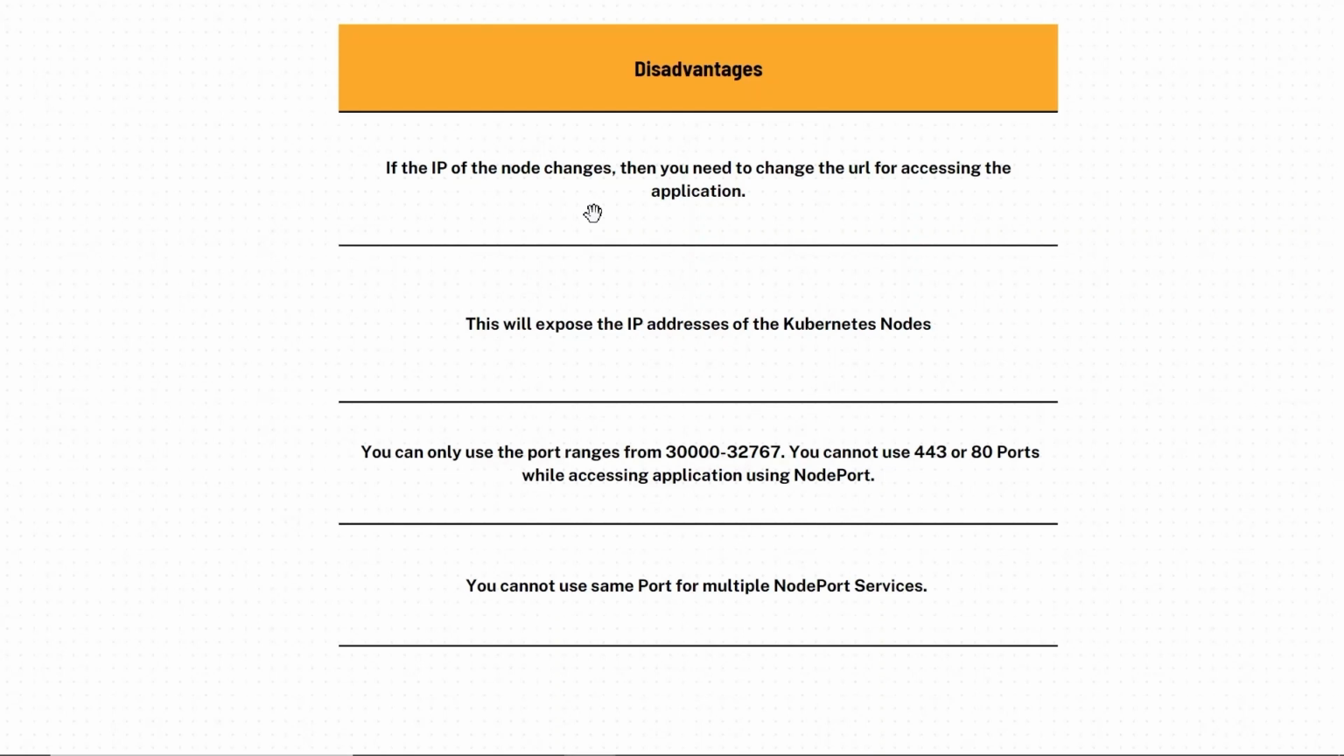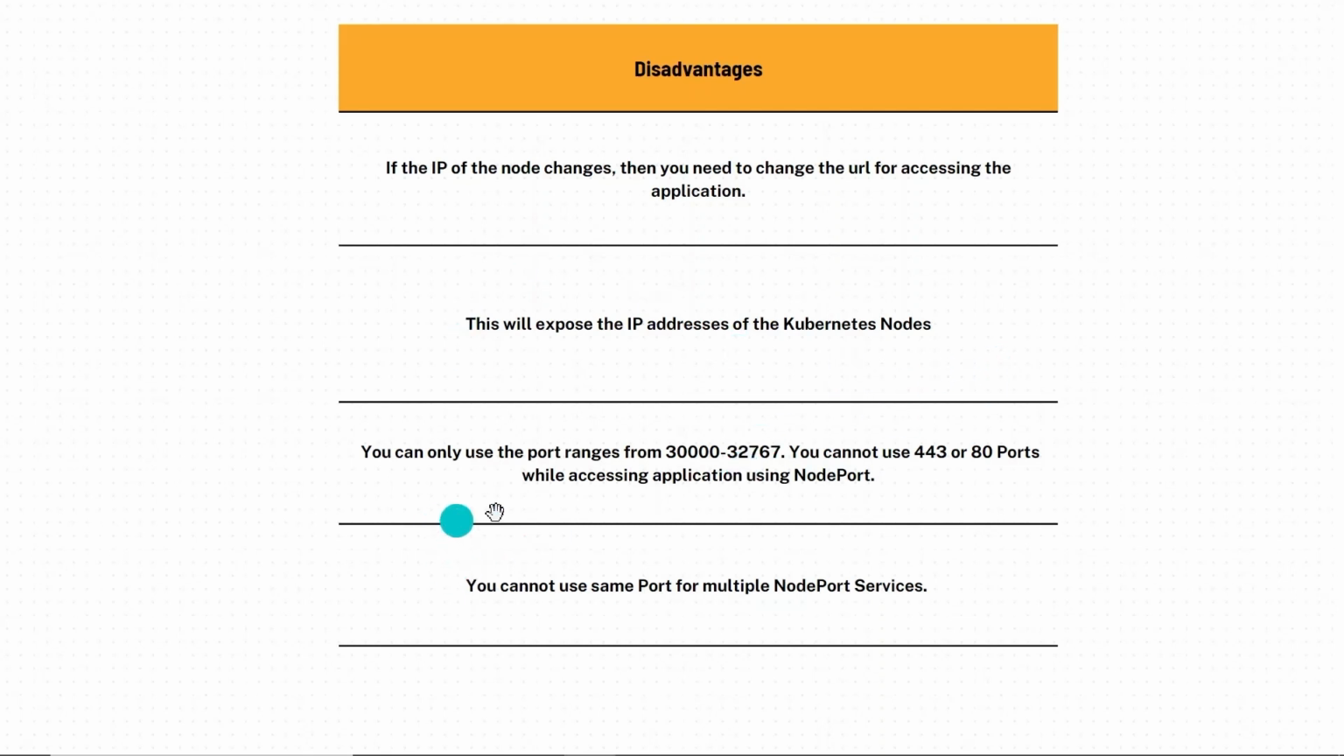The first disadvantage is that since we are using the actual node IP addresses for accessing the applications, there might be situations where the IP address of the nodes changes. Then you have to change the URL for accessing the applications, so you have to deal with those things. The other disadvantage is that you are actually exposing the IP addresses of the Kubernetes nodes. Let's say other teams deploy some applications in the Kubernetes cluster and want to access the application using the node port. Then you have to provide the IP addresses of the nodes, which might expose the IP addresses of the nodes that you are using for your Kubernetes clusters.